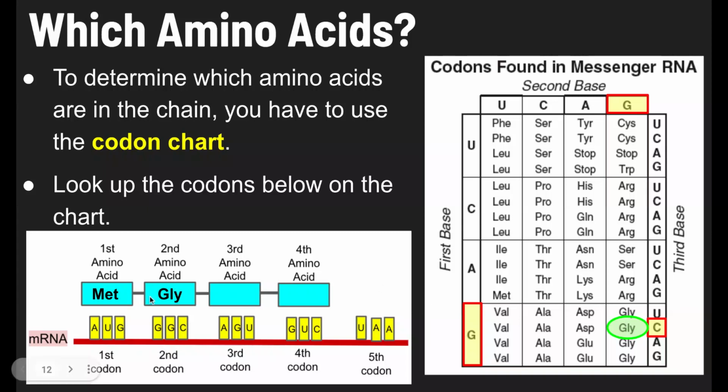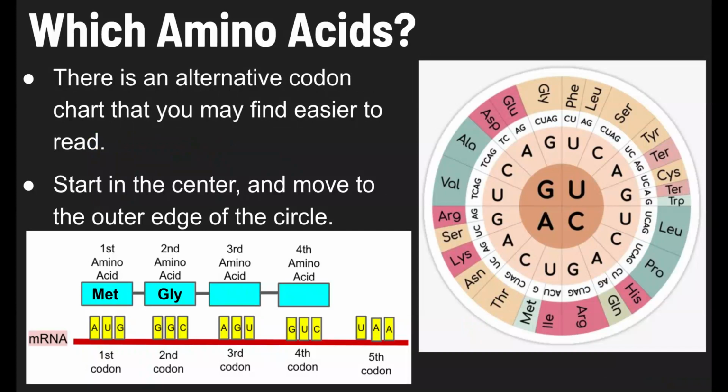So glycine was my second amino acid. So that's how you read this type of codon chart. But there's another one that you may find easier to read. It's a circle. So let me teach you how to read this one.